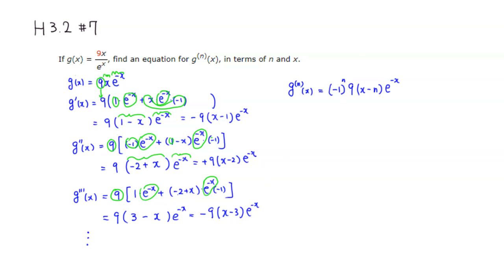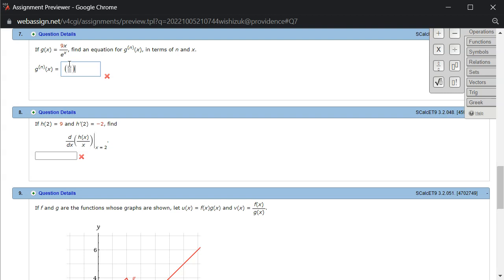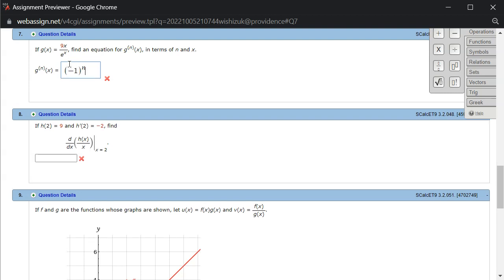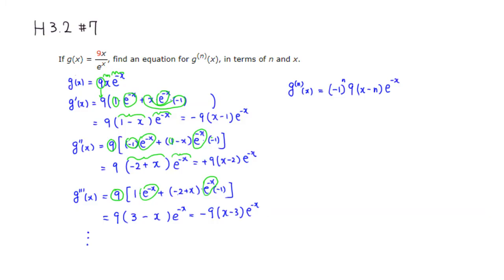So let's type it in. We would have negative 1 to the nth power, 9 times x minus n, e to the negative x. All right, let's check the answer. I came back and looks like we got the formula correctly. That's it. I hope that this was clear.